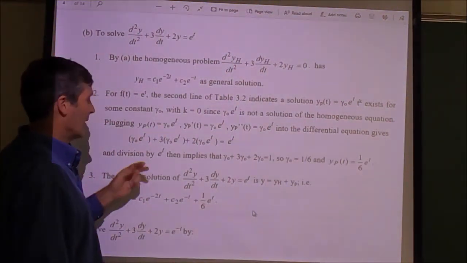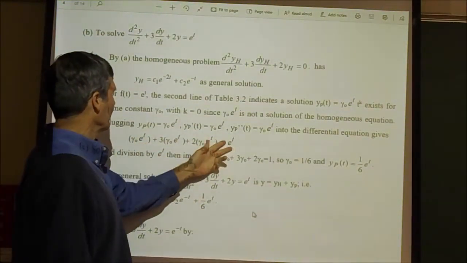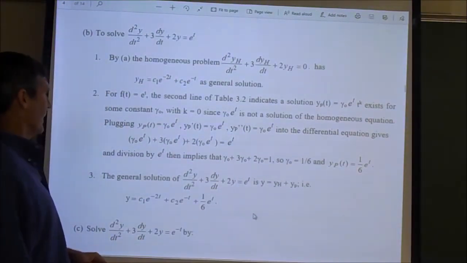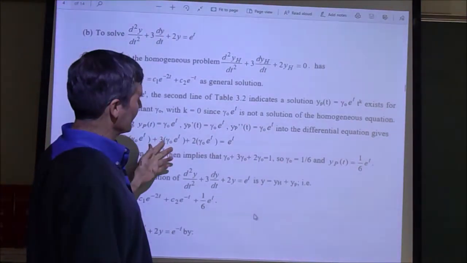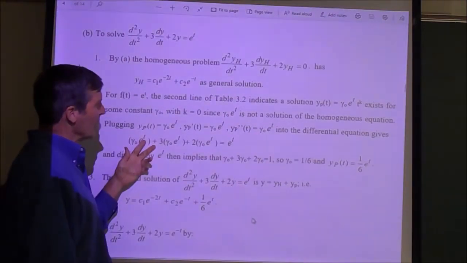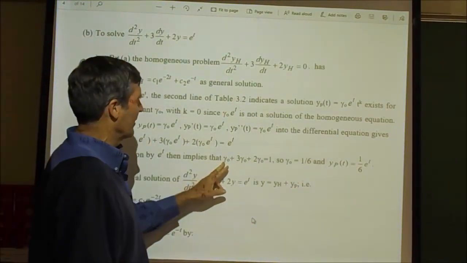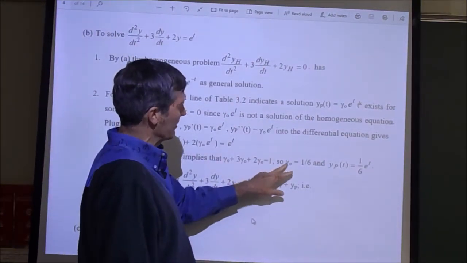Now, just like last time, we group like terms, right? We group all e to the t terms, we subtract this one over and group it all together. Well, actually, I guess I didn't write it that way here, but that's what I'm thinking. You divide through by e to the t and have this. And this says 6 gamma 0 e to the t equals 1, so gamma 0 equals 1/6.